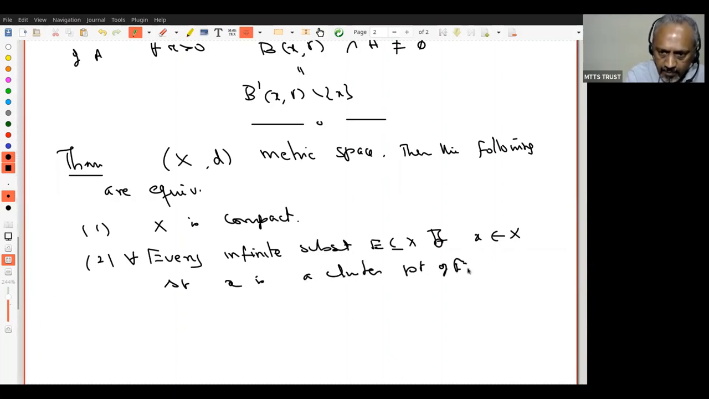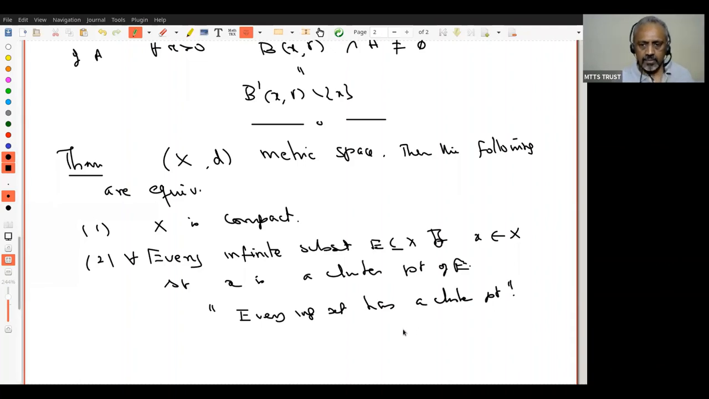of E. You may wonder, usually one says every infinite subset has a cluster point, but when you say E has a cluster point, because of the English language, you may say the cluster point must be a member of E. That may not be the case. Do you understand that? So loosely people say every infinite set has a cluster point.